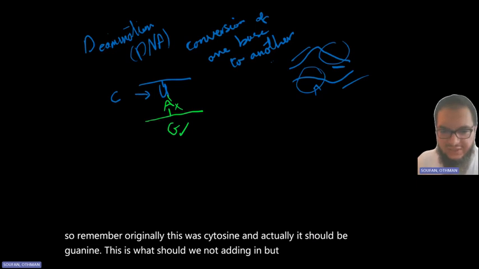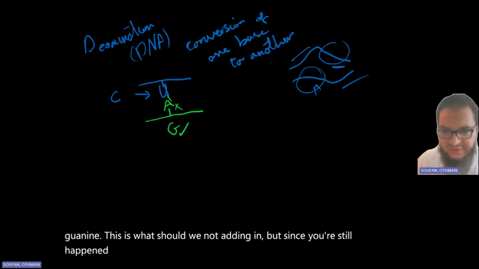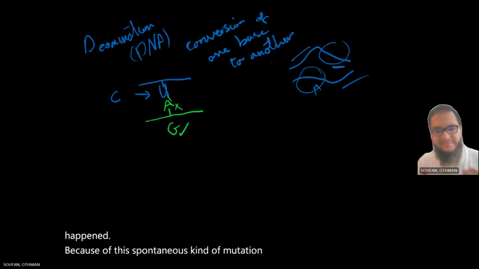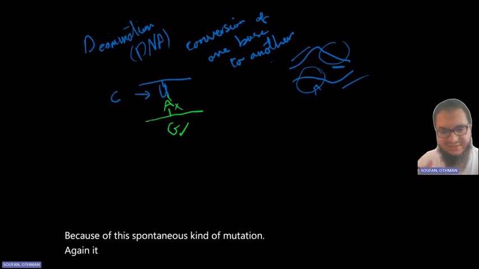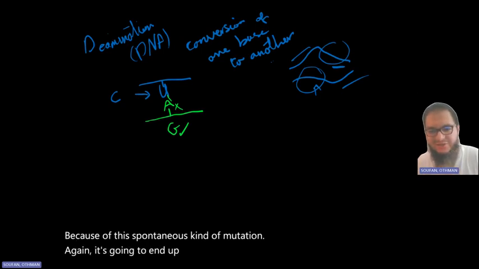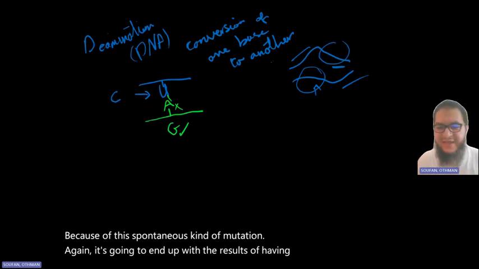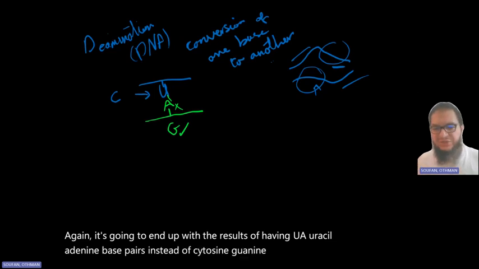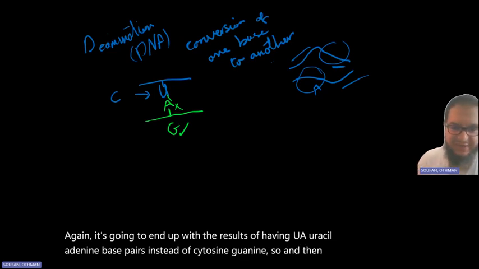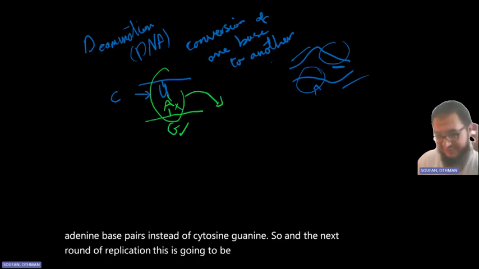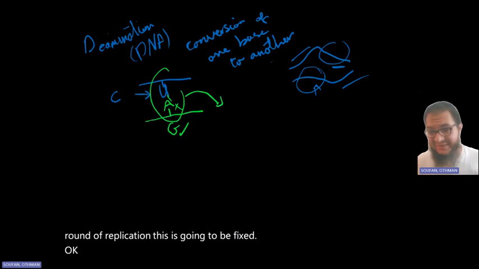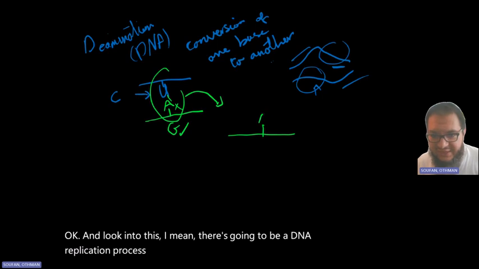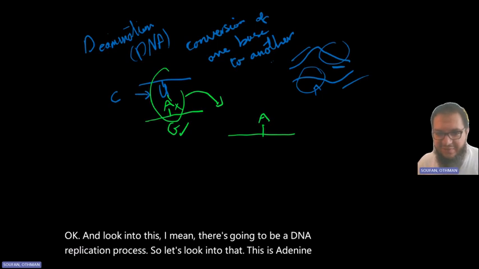But since uracil appeared because of this spontaneous kind of mutation, again, it's going to end up with the result of having uracil-adenine base pairs instead of cytosine-guanine. So in the next round of replication, this is going to be fixed. And look into this, there is going to be a DNA replication process. So let's look into that. This is adenine. And how is that going to be fixed?